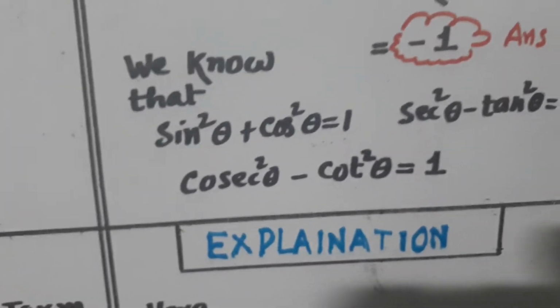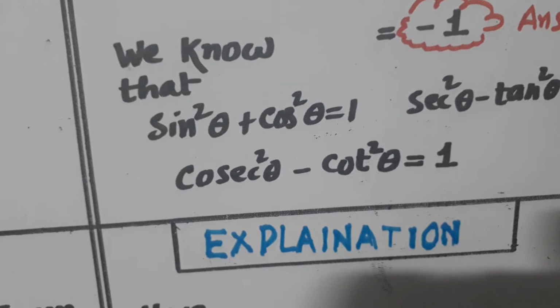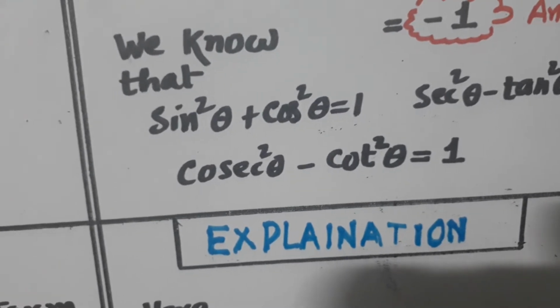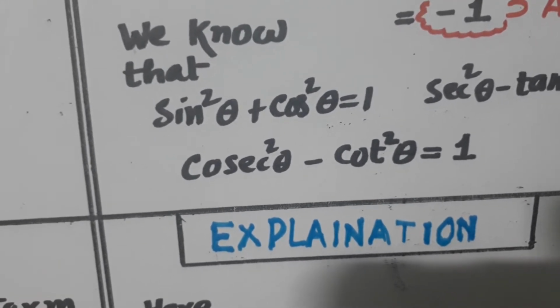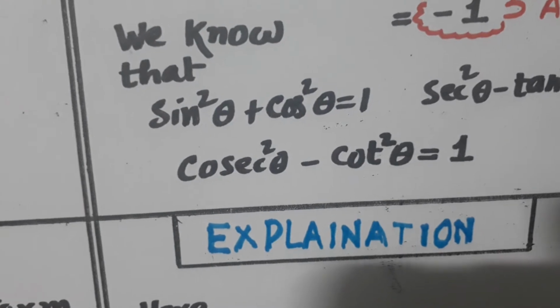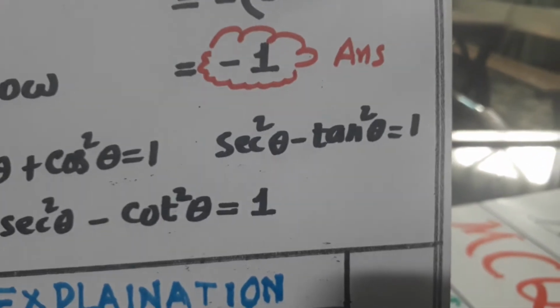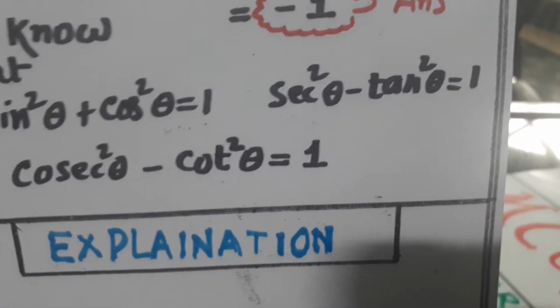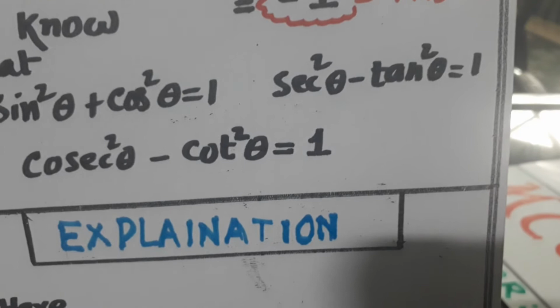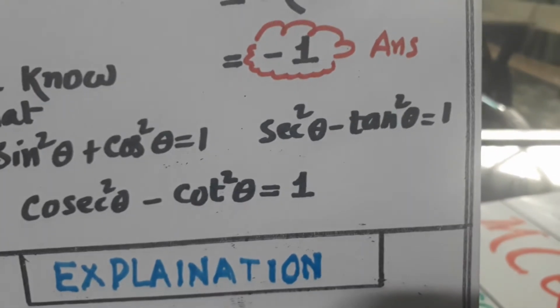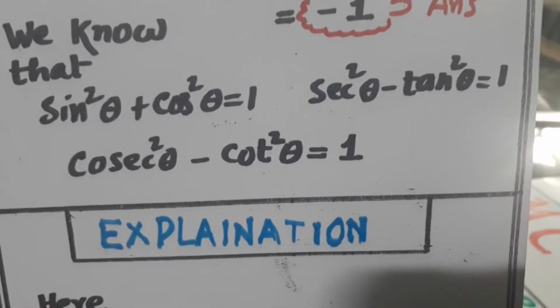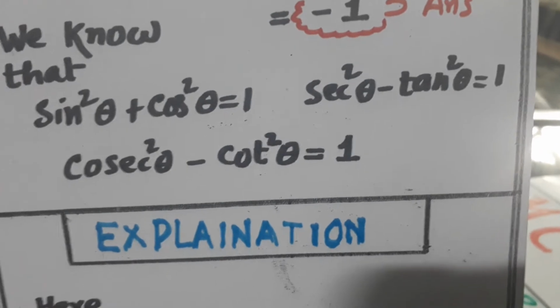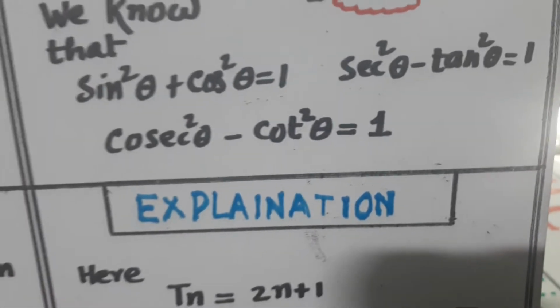You already know there are 3 basic identities. SC: sin square theta plus cos square theta is equal to 1. ST: secant square theta minus tan square theta is equal to 1. CC, common class: cosecant square theta minus cot square theta is equal to 1. Sabka Malik 1.